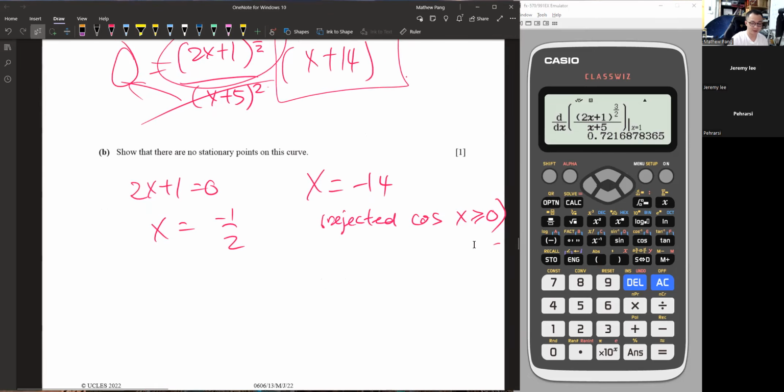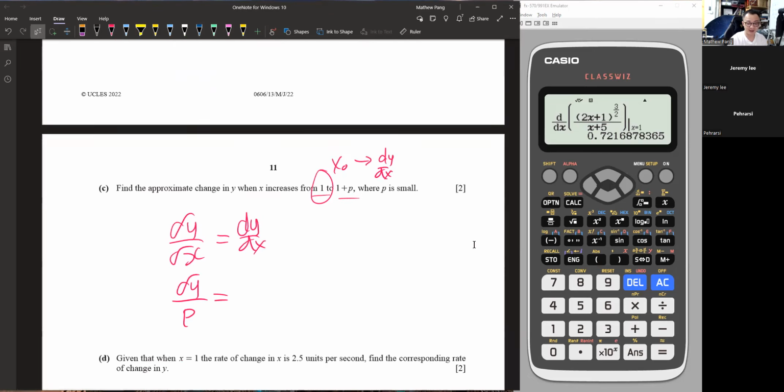So this is for you to double check your answer. Alright, so this one is 0.722. So then change of y is 0.722p. But in the exam, you kind of need to show you sub the 1 into the dy/dx. Then only you use the calculator to type your answer.